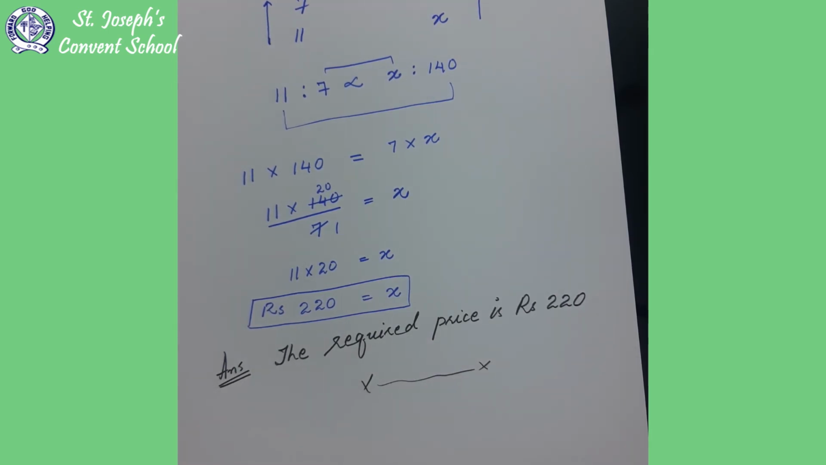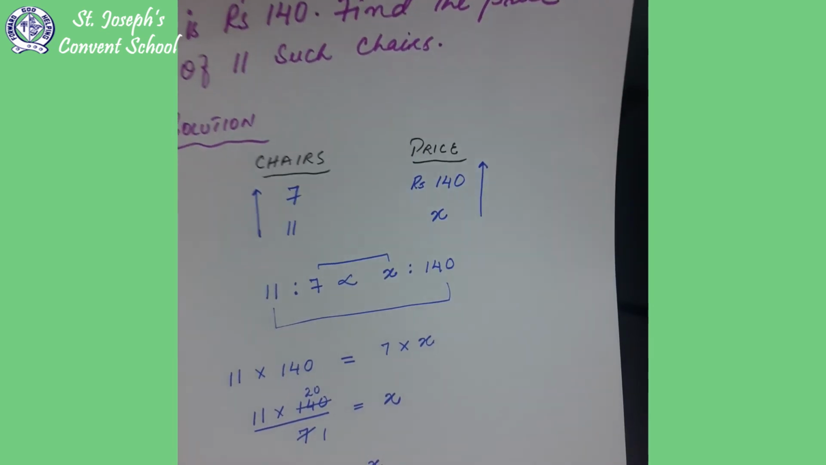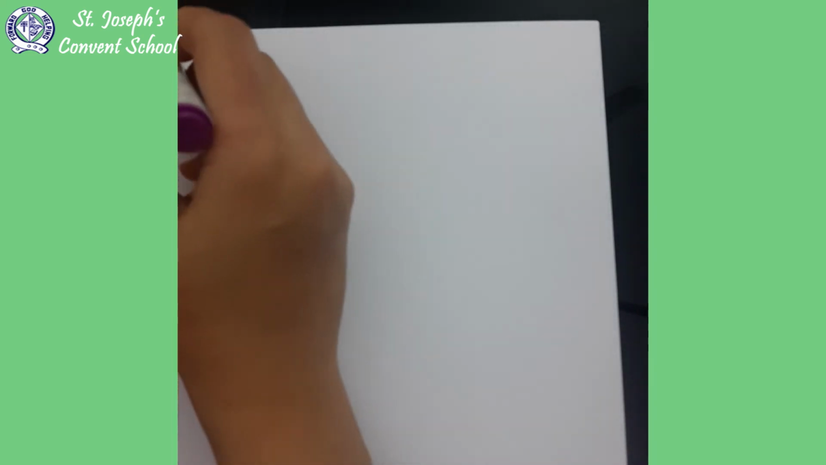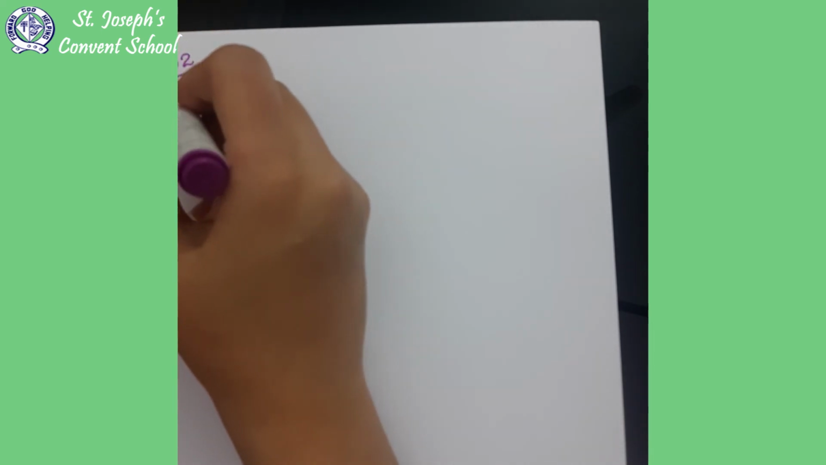Simple, it is not difficult. Direct proportion, just find what are the two ratios, two quantities, write their names and put the values properly. Okay, I'll give you one more example from your book so that you can understand this. You won't have any problem while solving. So another example. Now example number 2 from your book. It's on page 88.